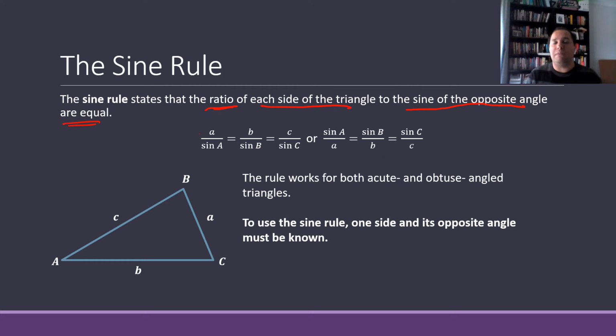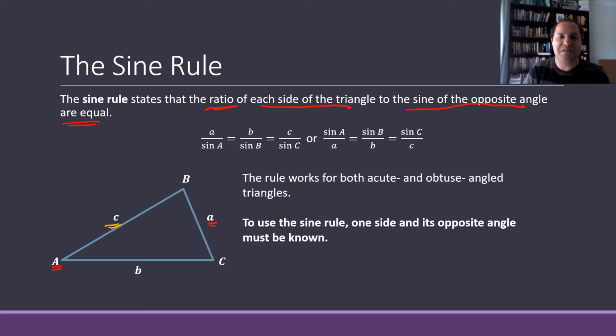Now, it's also true if we flip all the fractions over. So sine of capital A over little a equals sine of capital B over little b equals sine of capital C over little c. So that ratio, that fraction, is going to be equal for any opposite side and angle.